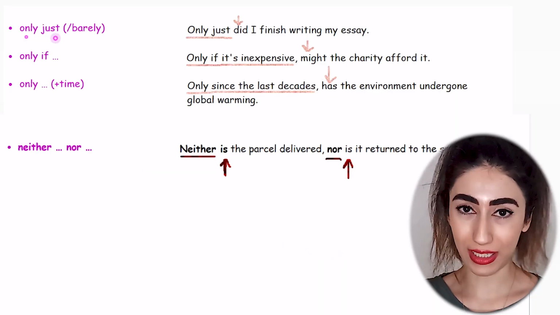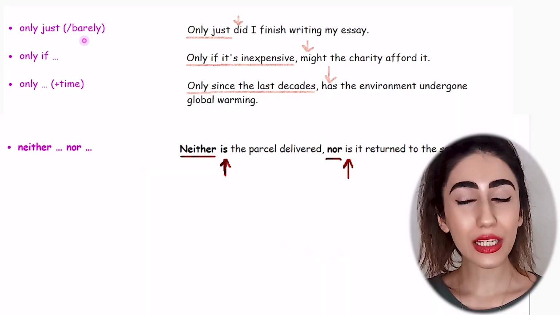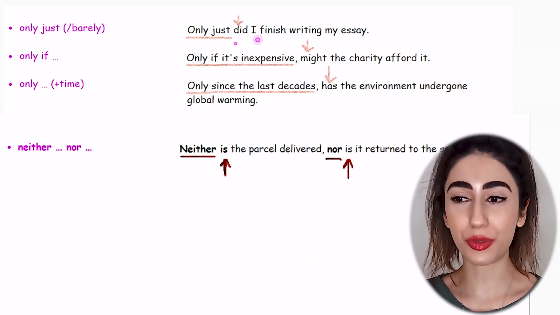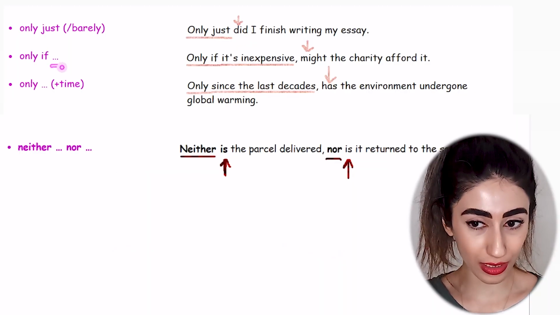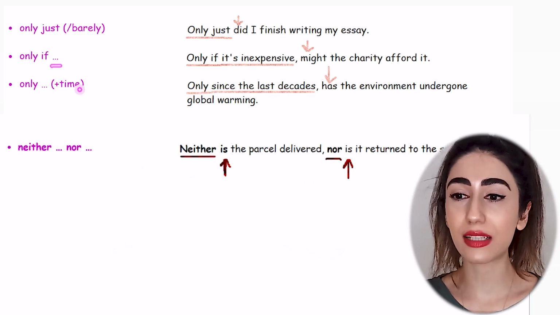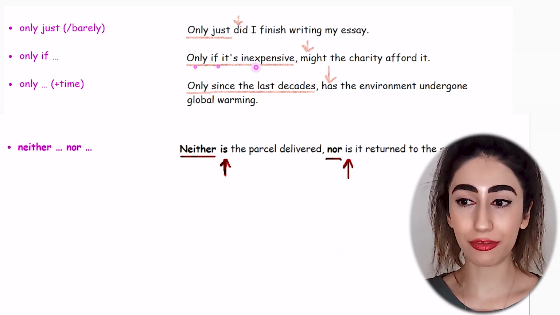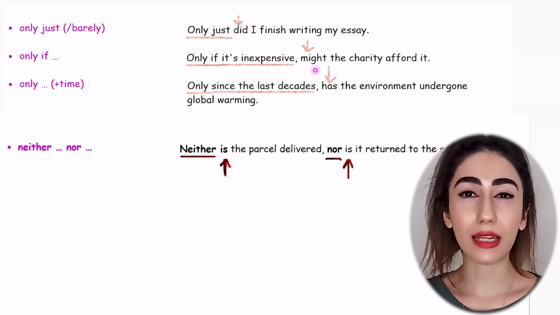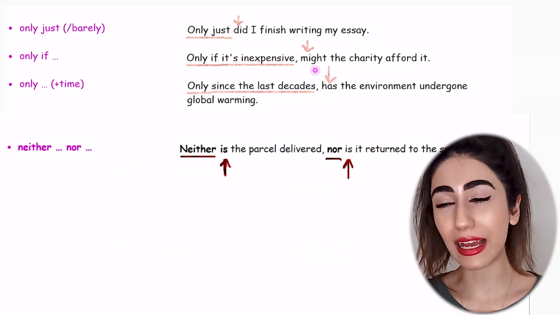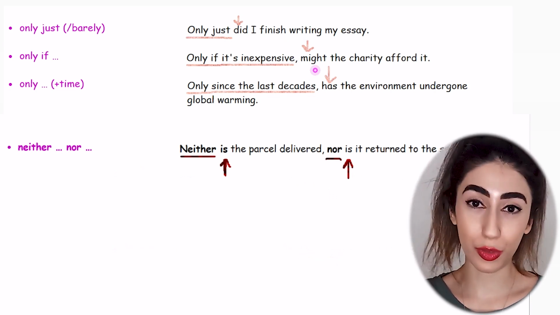There are some other negative signs. Look at this one. Only just, which means barely. Only just did I finish writing my essay. And I hope this doesn't happen to you, because you need to have some extra minutes at the end to review your essay. Only if something, then we have the inverted sentence. Only if it's inexpensive, might the charity afford it. You can imagine quite a formal, official text, for example. Yeah, this structure would be perfect for those situations.